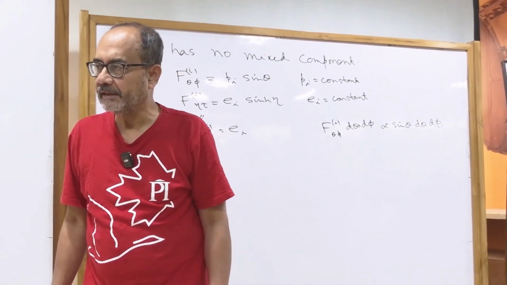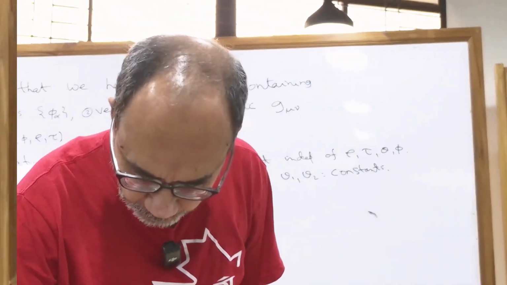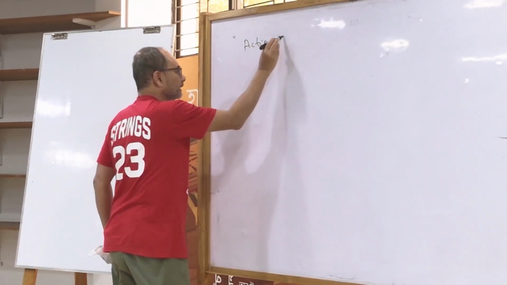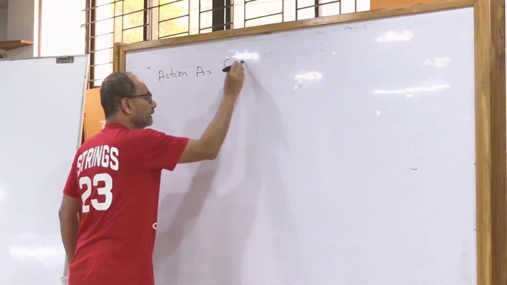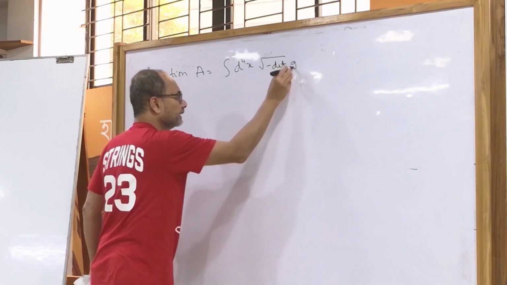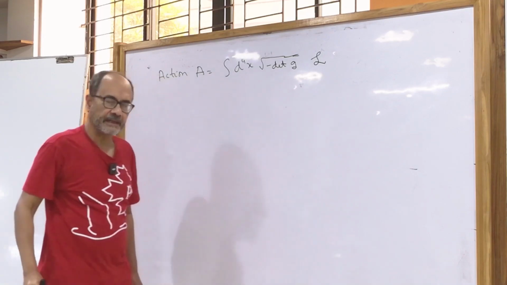Is this clear? So I'll now describe what you have to solve to get this. So the action A is given by the integral d^4x square root of minus the determinant g times the Lagrangian density. This is the Lagrangian density.